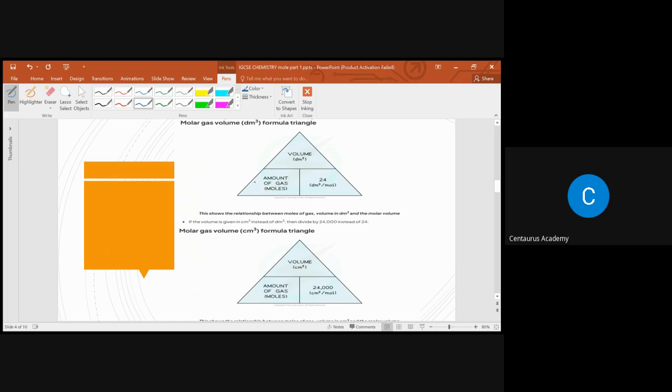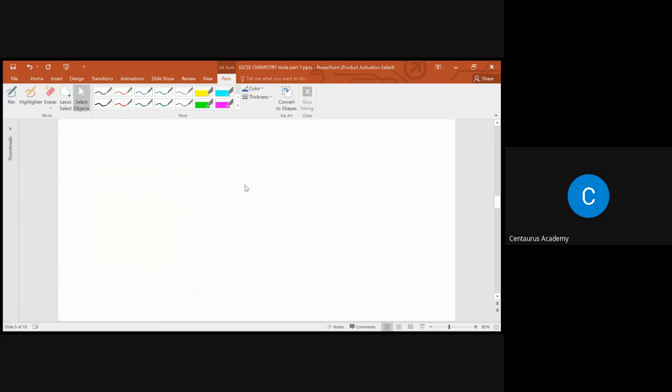The relationship of the amount of moles, volume, and the standard molar gas volume is: amount of moles, n, is equal to volume in decimeter cube divided by 24. And if you have the volume in centimeter cube, then volume in centimeter cube divided by 24,000. You will rearrange this. For instance, if you want to find the volume, then this 24,000 will be multiplied by n, the number of moles, or this 24 will be multiplied by n to find the volume of any gas.